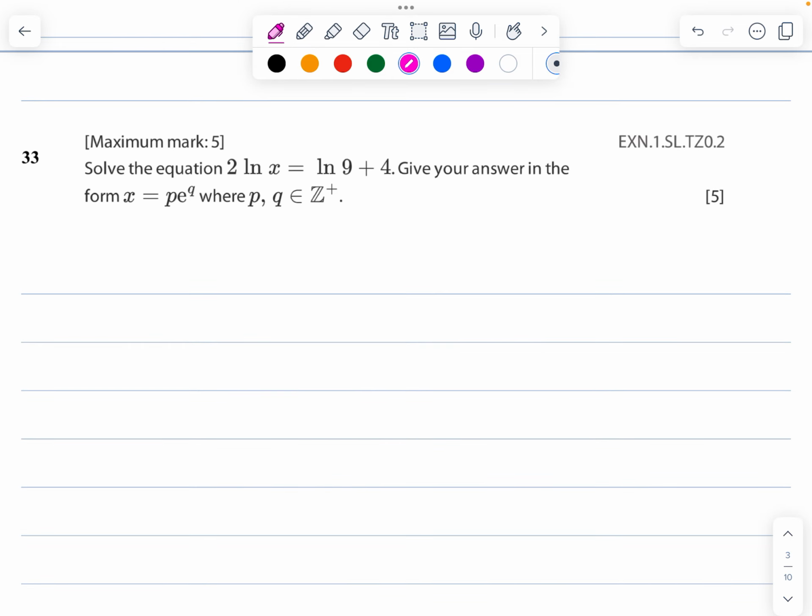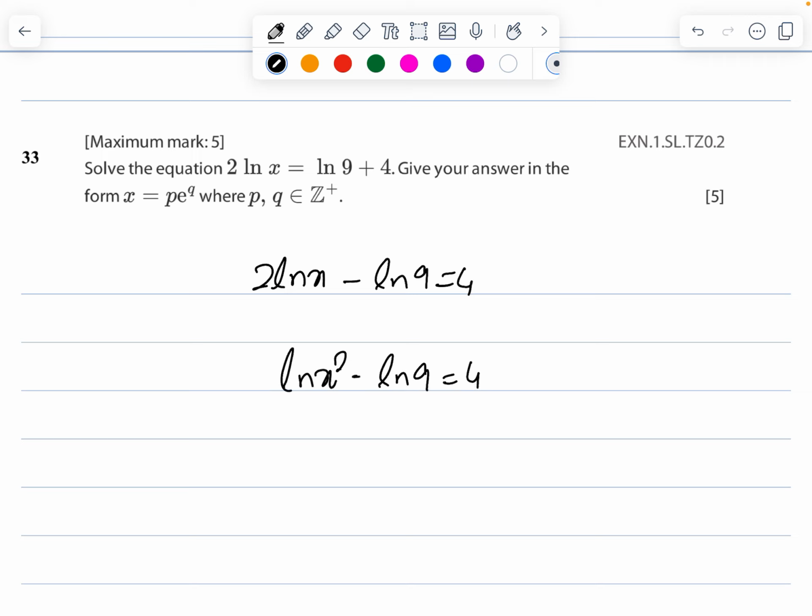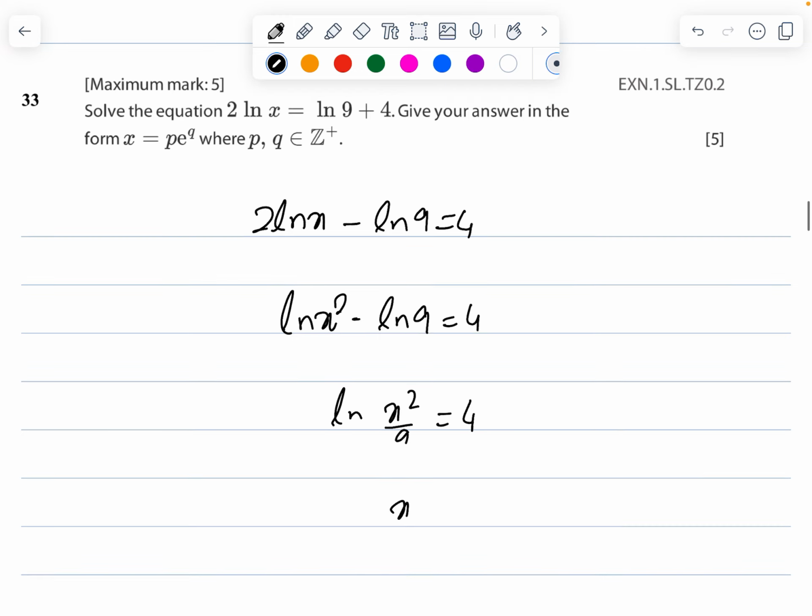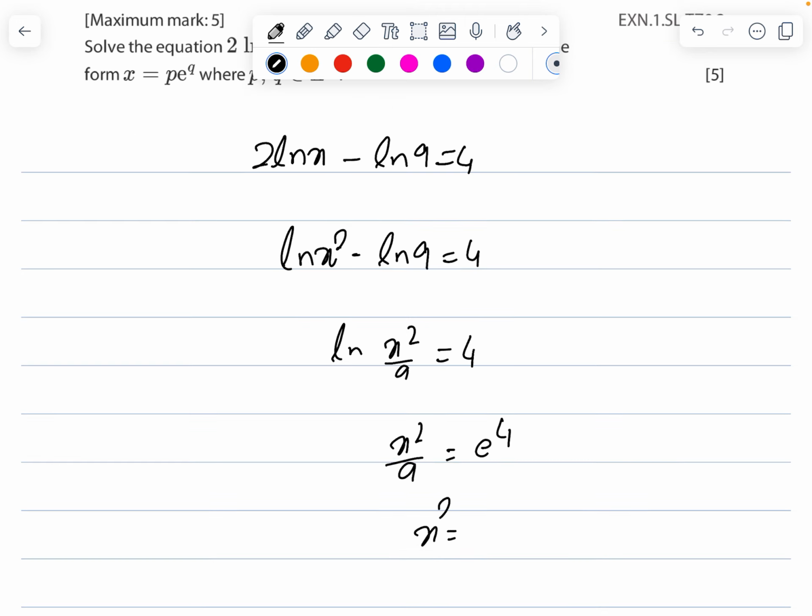Question number 33. Solve the equation 2 ln x equals ln 9 plus 4. Give your answer in the form x equals p to the power of q. So 2 ln x minus ln 9 equals 4. So it becomes ln x square minus ln 9 equals 4. So ln x square upon 9 equals 4. So x square upon 9 equals e power 4. So x square equals 9 e power 4.